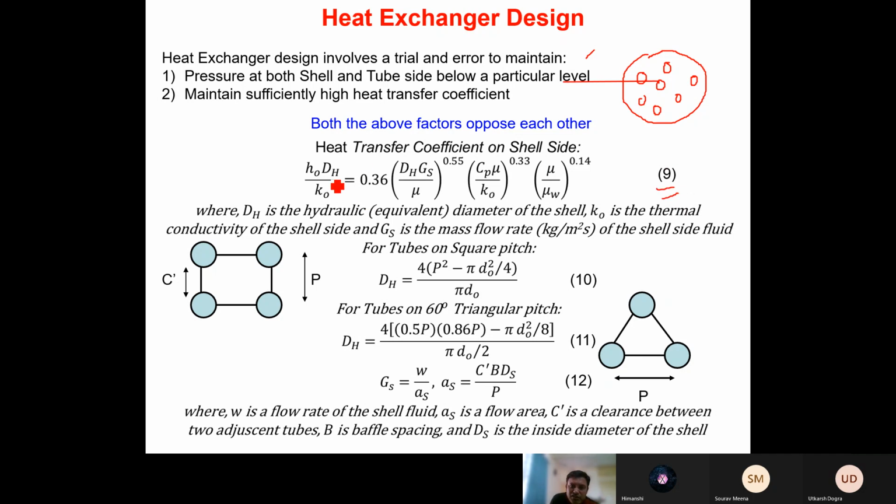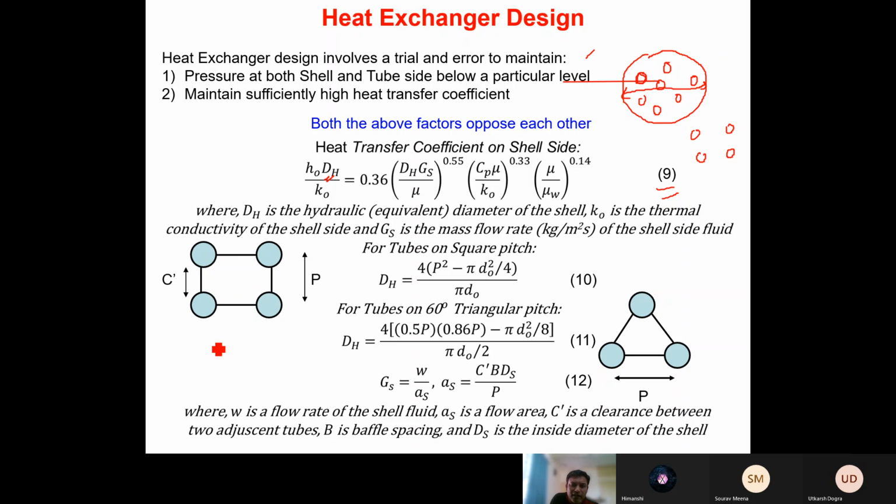Again, here this dH is nothing but what? This dH is nothing but the hydraulic diameter, because we are not talking about the entire shell diameter, because the flow area is getting restricted here because of the tubes present. And this hydraulic diameter also depends on how these tubes are arranged, whether these tubes are arranged in a proper circular type of design.